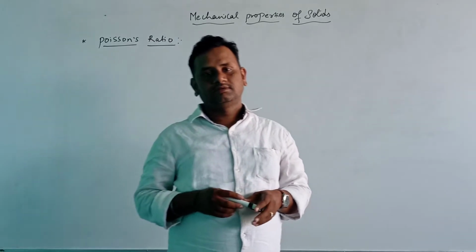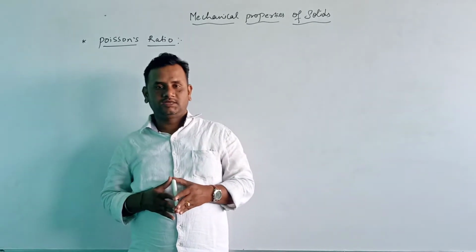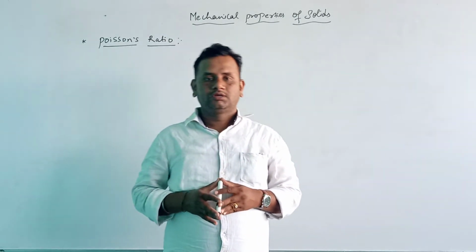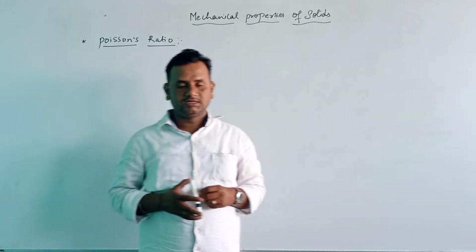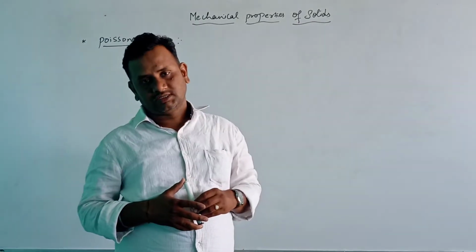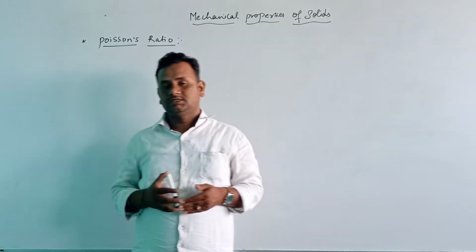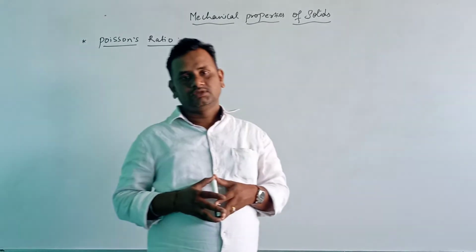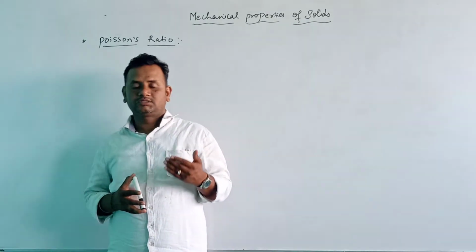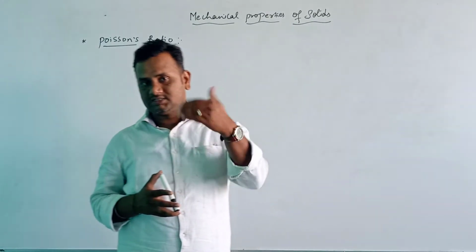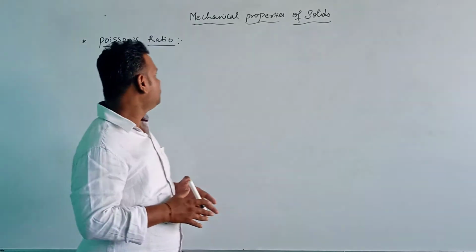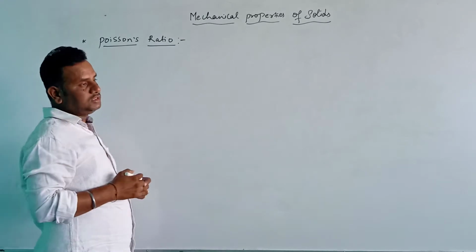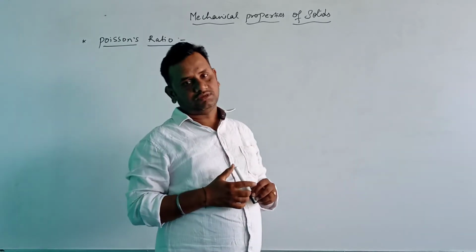In the last class, we discussed the types of modulus of elasticity. There we studied Young's modulus of elasticity, bulk modulus of elasticity, and shear modulus of elasticity, which is also called the modulus of rigidity. Now in today's class we are discussing Poisson's ratio. So what is this Poisson's ratio?